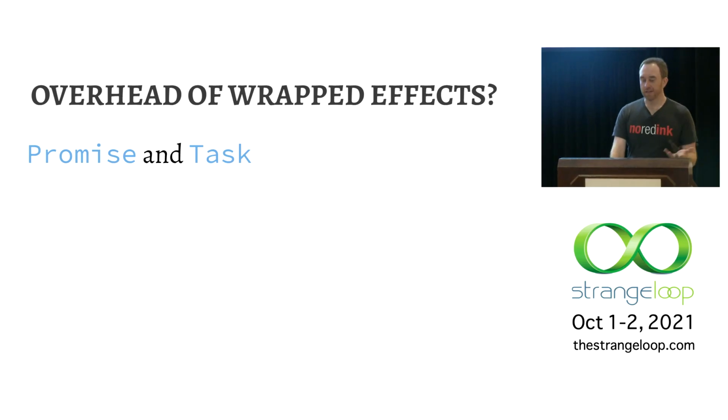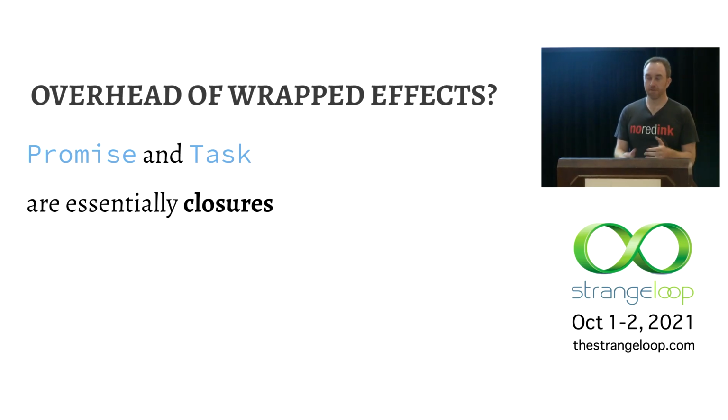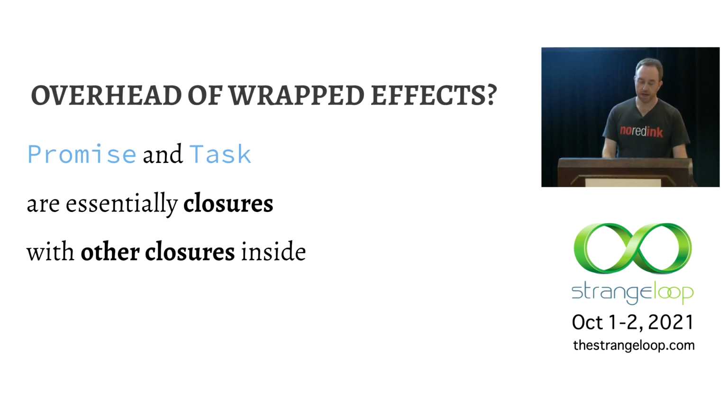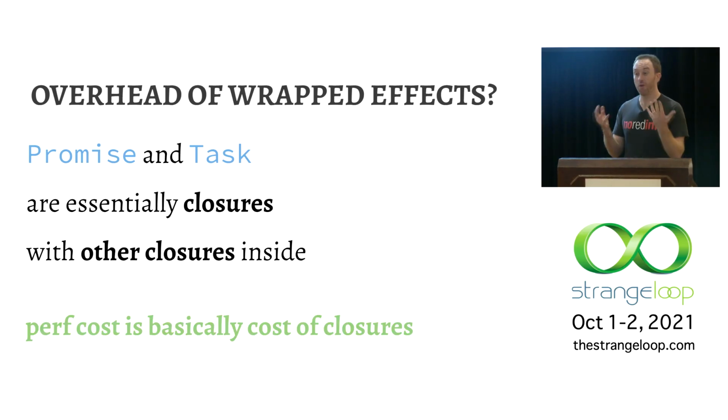So basically what it boils down to is that for both promise and task, they're essentially closures, that is to say functions that can capture the enclosing scope a little bit, and they have other closures inside. That's really all there is to it. They're basically just closures, which is to say that the overhead of wrapped effects is pretty much just whatever the cost of closures is in your particular language.